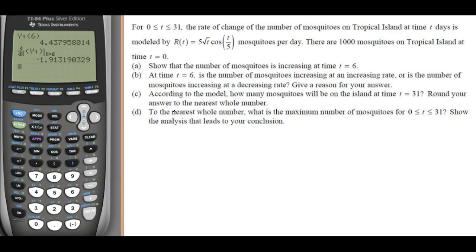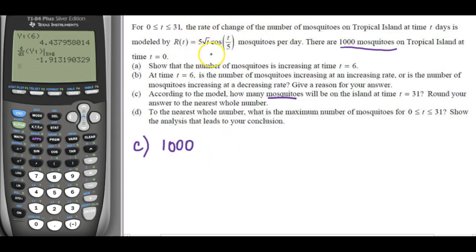Alright, so here on this problem, we are going to need to take into account 1,000 mosquitoes, which is how many were on the island to begin with at time 0. So for part C, how many mosquitoes were on the island after 31 days? So 1,000 is where we were to begin with.